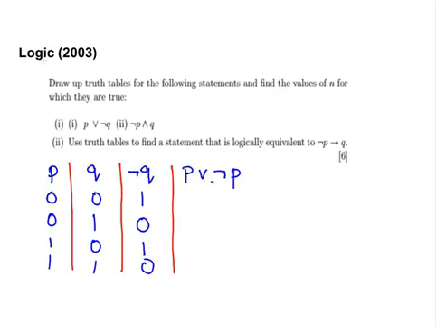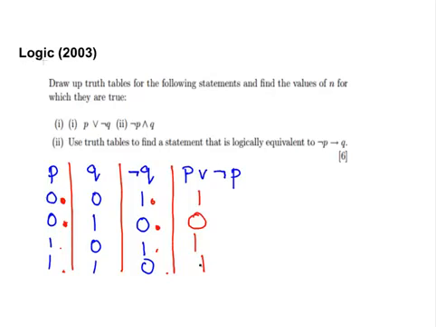Now, we are looking at P or not Q here. In that case, we're going to compare this one here and this one here. Is there at least one true state there? Yes, there is. Put in 1 there. This one here and this one here, they're both zeros, so that's a 0. 1 and 1 gives us 1. 1 and 0 also gives us 1.